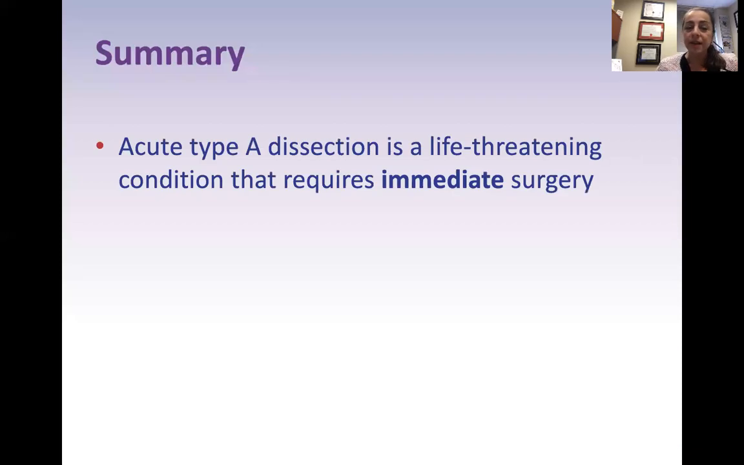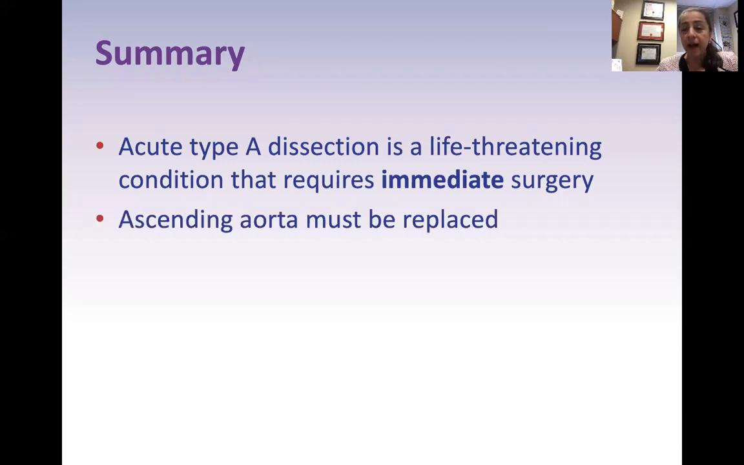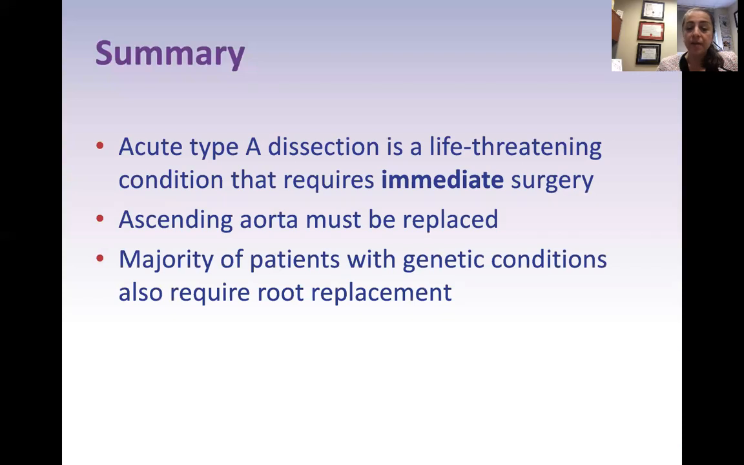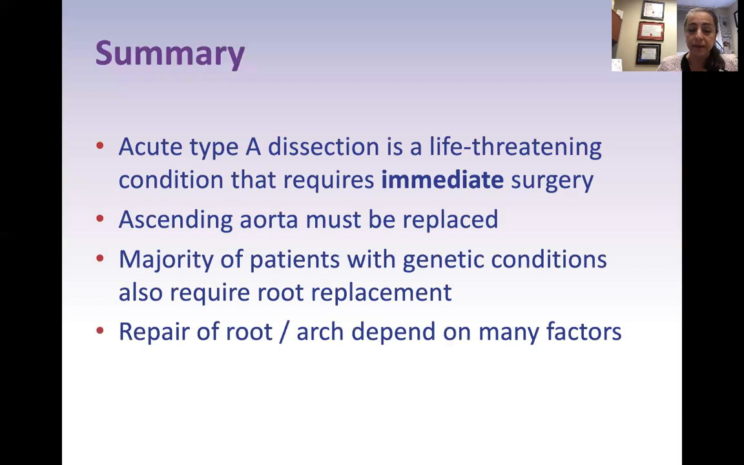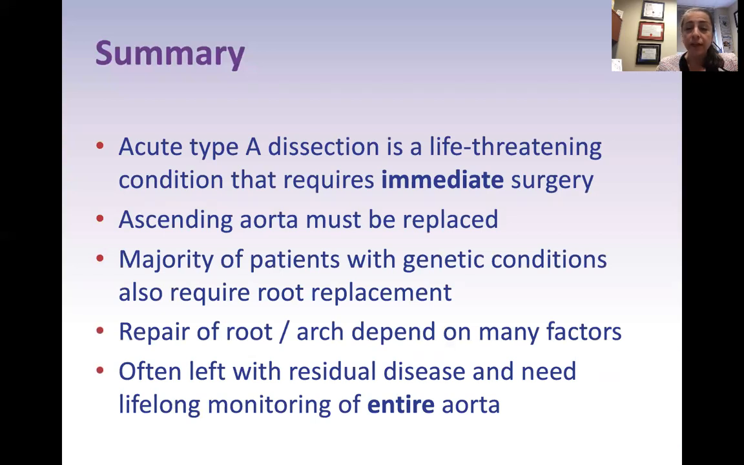So to summarize, acute type A dissection is a life-threatening condition that requires immediate surgery. The ascending aorta at minimum must be replaced. The majority of patients with genetic conditions also require a root replacement, and repair of the aortic root or the arch depend on many factors: patient factors, clinical presentation, and also the expertise of the surgeon. And often we are left with residual disease and we need lifelong monitoring of the entire aorta after repair of an acute type A dissection.